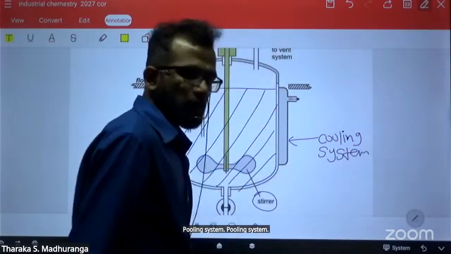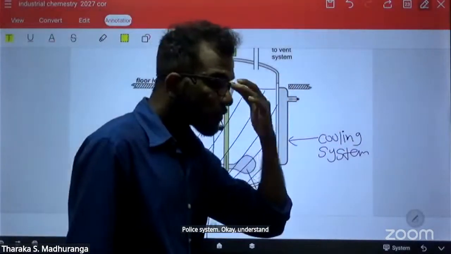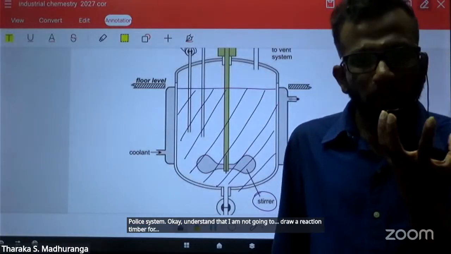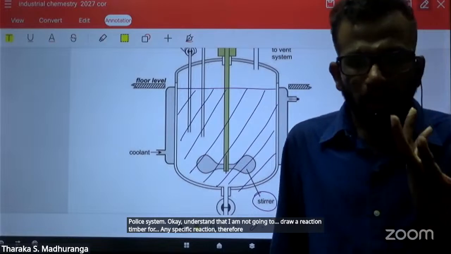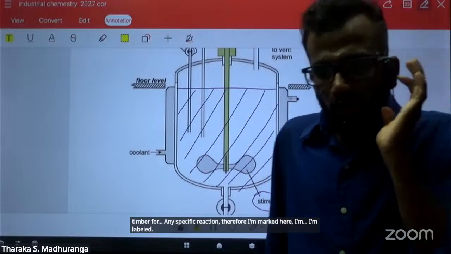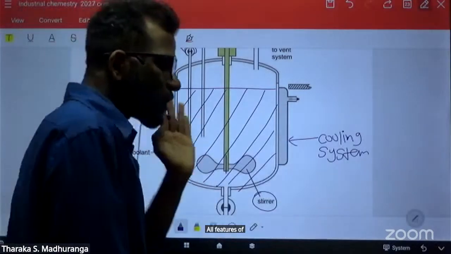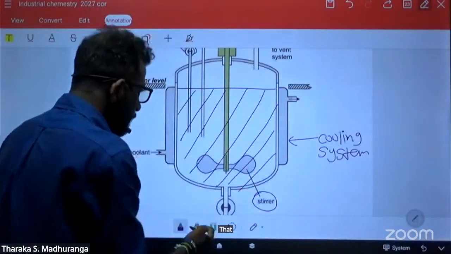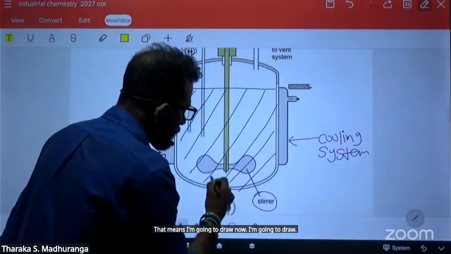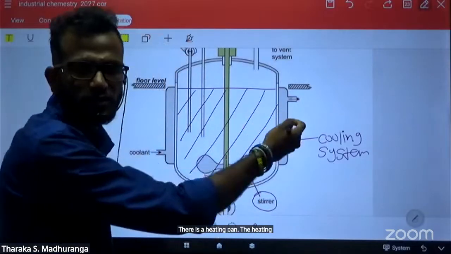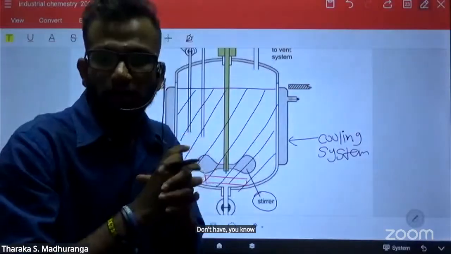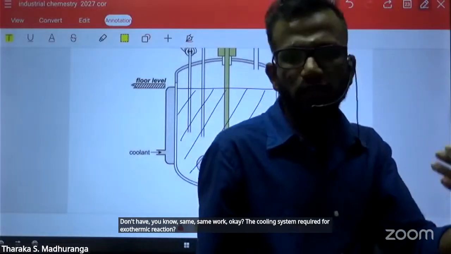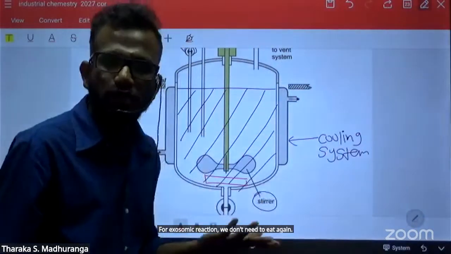Okay, understand that I am not going to draw a reaction chamber for any specific reaction. Therefore, I'm labelling all features of a reaction chamber, which can be changed according to the reaction. Now I'm going to draw a heating pan. The heating pan and cooling system are not in the same one. The cooling system is required for an exothermic reaction. For an exothermic reaction, we don't need to heat again.